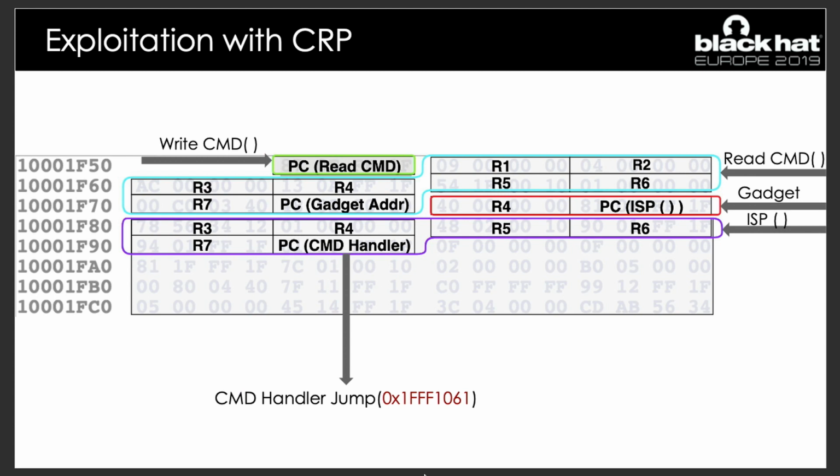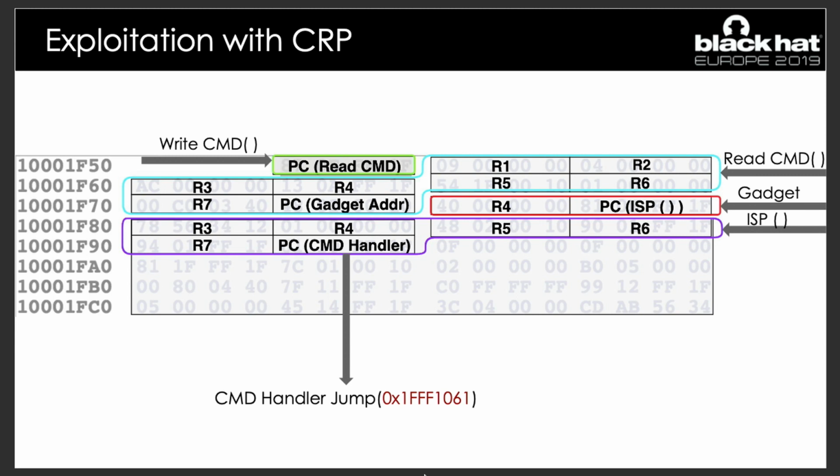So as we can see, the PC of the read command jumped inside the blue area, which is the read command area, and then the PC of the read command area jumped to the red area, which is the gadget area, and then from the gadget we jumped to that purple area.